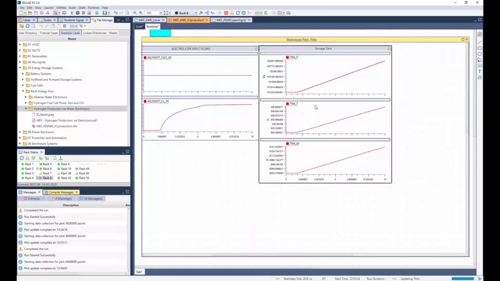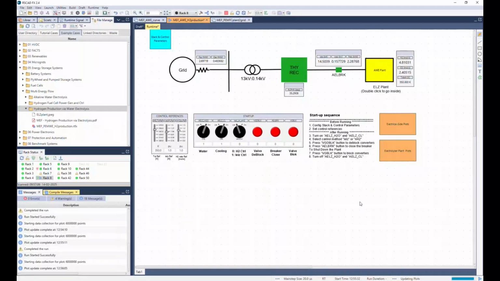Finally, we have the tank variables. Since the hydrogen produced by the electrolyzer is stored inside the tank, you can see that the pressure, temperature and the internal mass of the tank is increasing. This is the end of the simulation case.